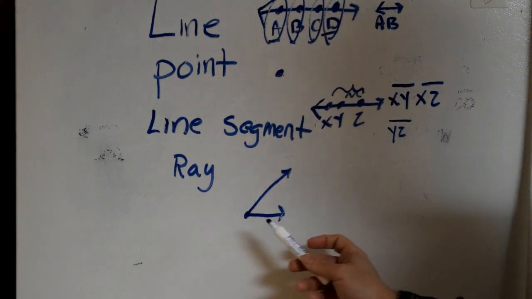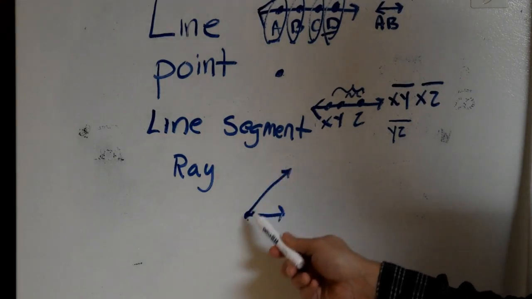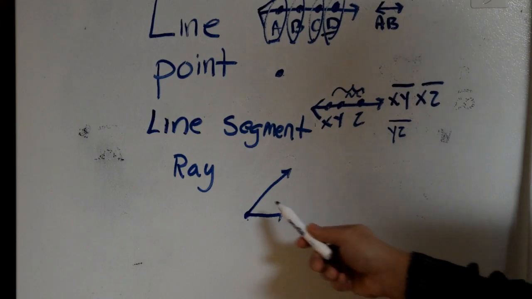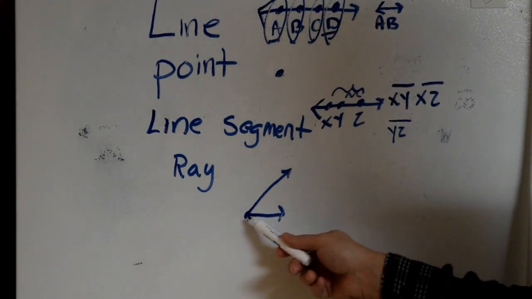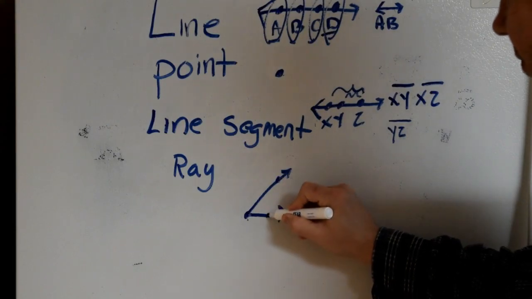So here we see that both these angles meet at this point, and they keep going on in this direction forever, but they have a starting point there. So a ray has a starting point, but it doesn't have an end point. Rays also have different points.